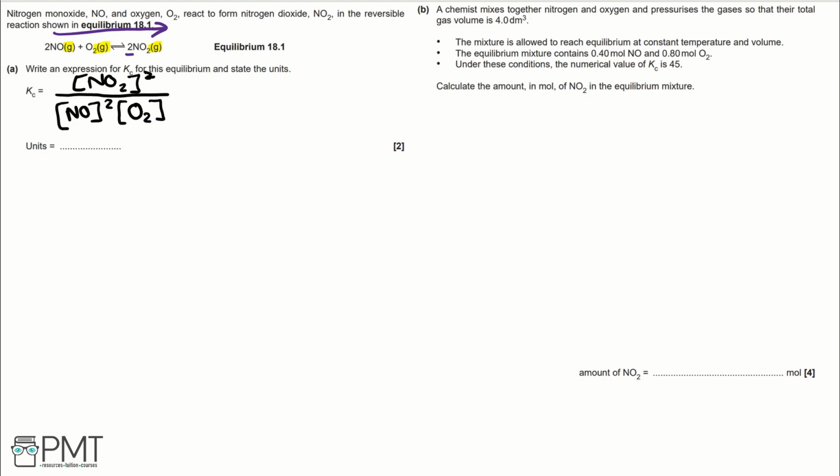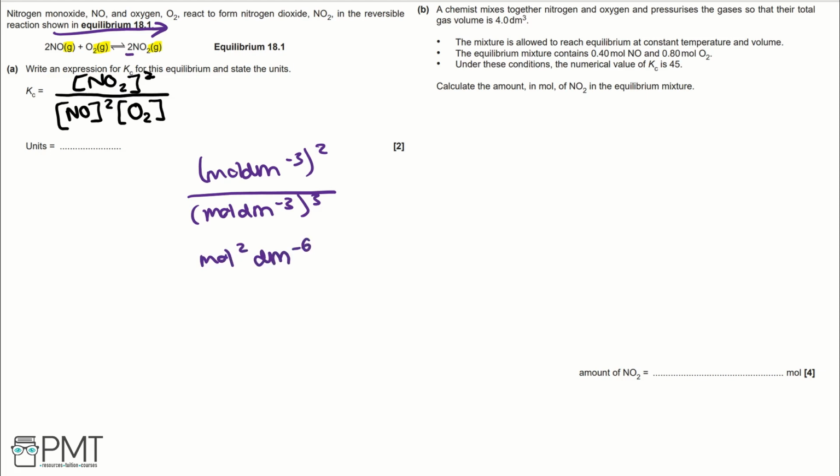In terms of units, well, the square brackets mean moles per decimeter cubed. So if we were to rewrite this equation as units, we would have moles per decimeter cubed to the power of 2 on our numerator, and moles per decimeter cubed to the power of 3 on our denominator. If we were to expand this, we would have moles squared decimeters to the minus 6 divided by moles cubed times decimeters to the minus 9.